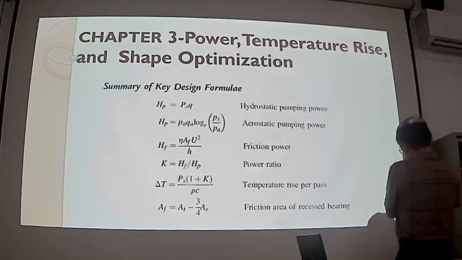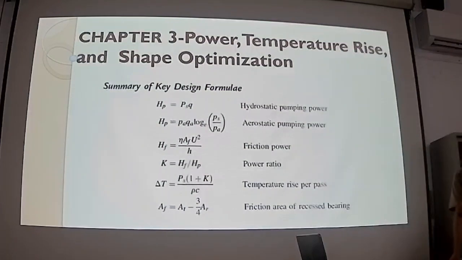So in this chapter we will discuss how we want to estimate the pumping power. The pumping power is how you choose your pressure supply system, the power for your pump. So this pumping power is equal to the supply pressure multiplied by the total volume flow rate for your hydrostatic bearing. Okay.